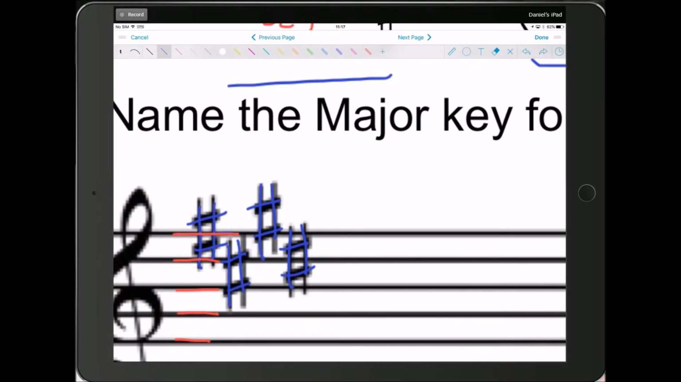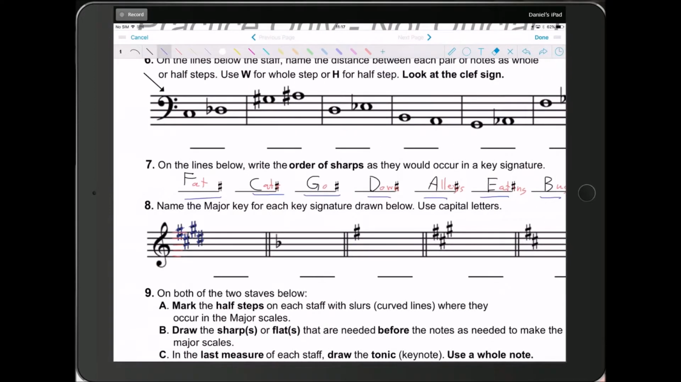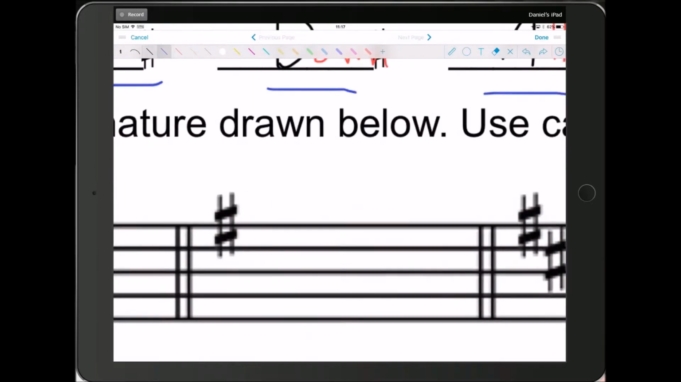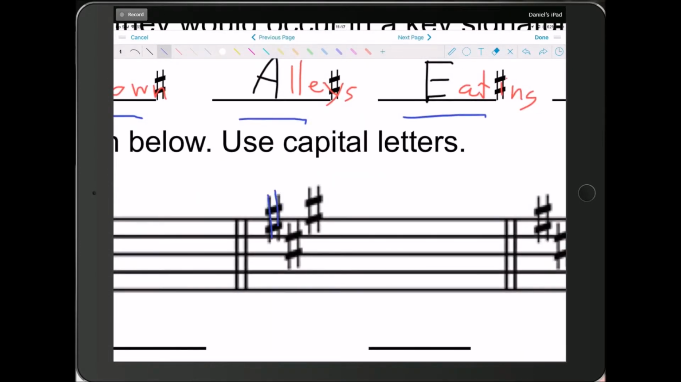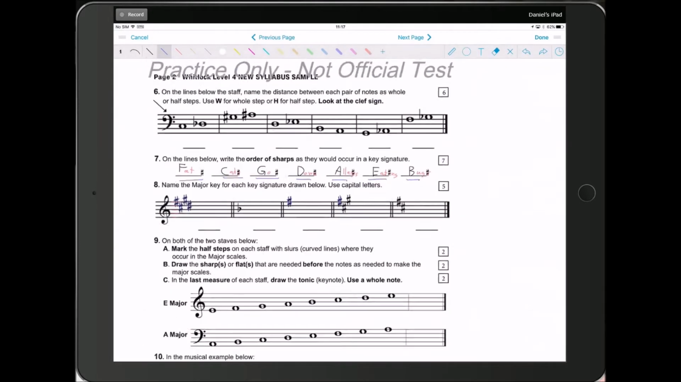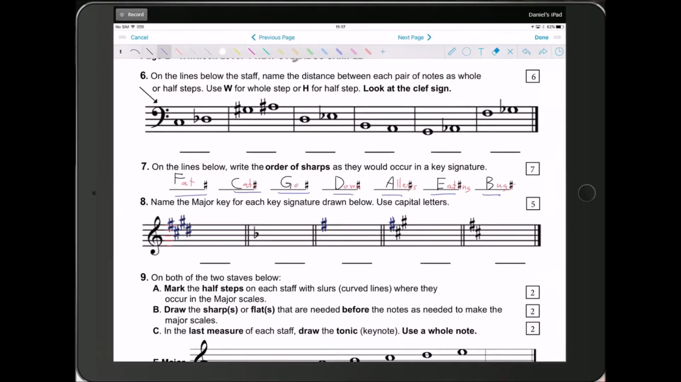The order of sharps is so that we know the order to write our key signatures in. Because if you take a look here in the other ones, even if the key signature only has 1 sharp, the first sharp is always going to be F. Right there. If it has 3 sharps, the first sharp is always going to be F. We're going to start on F every single time we write out the order of sharps for our key signature.